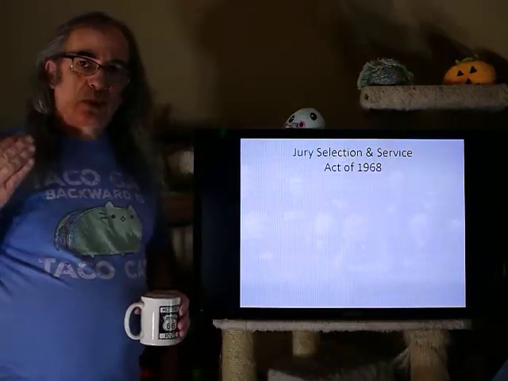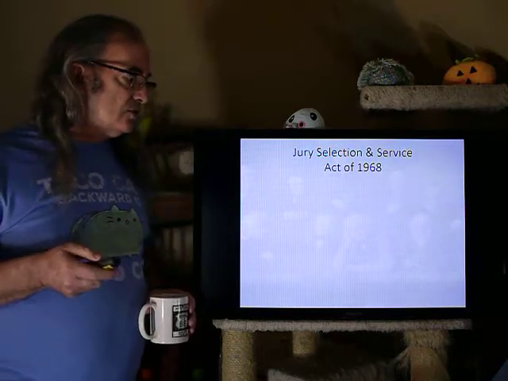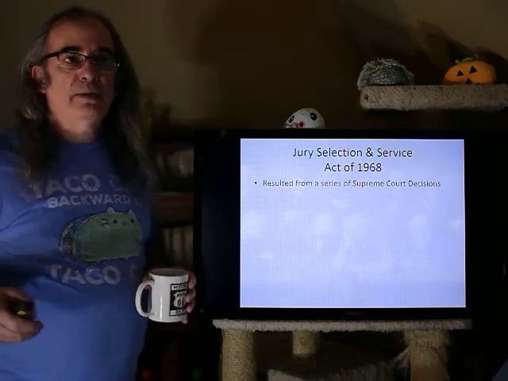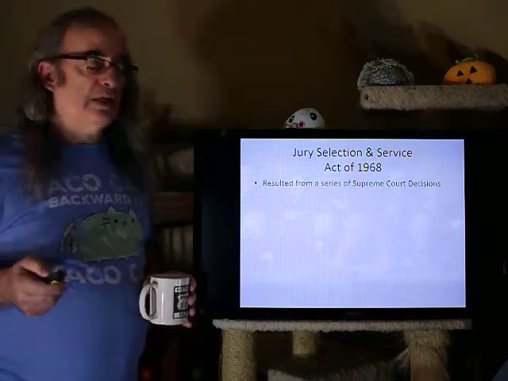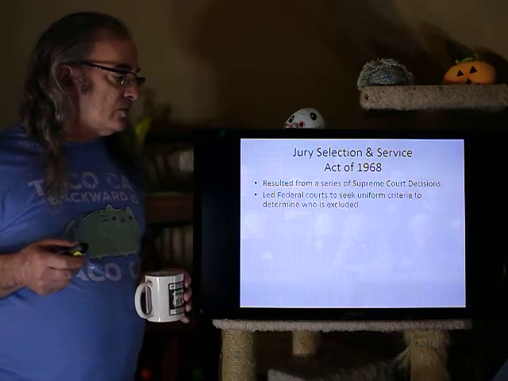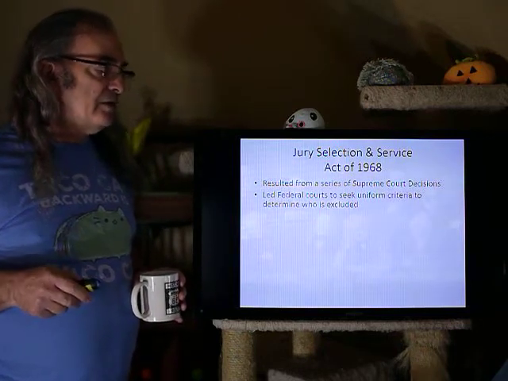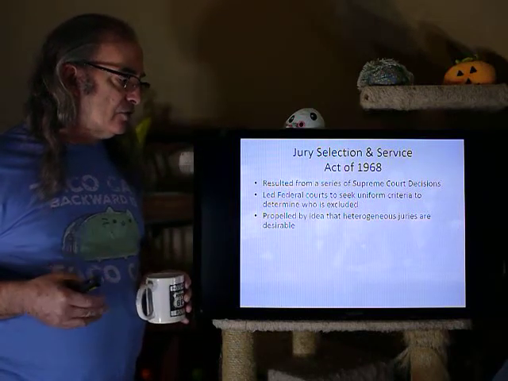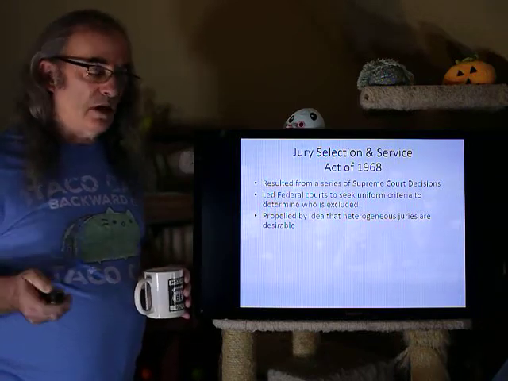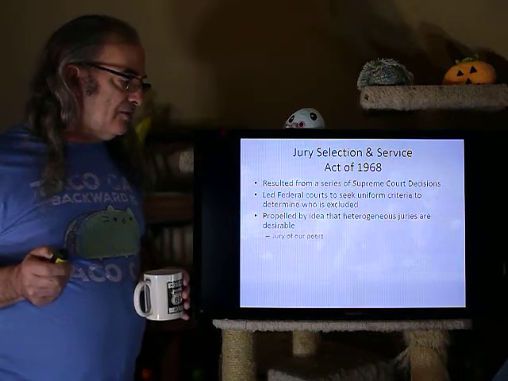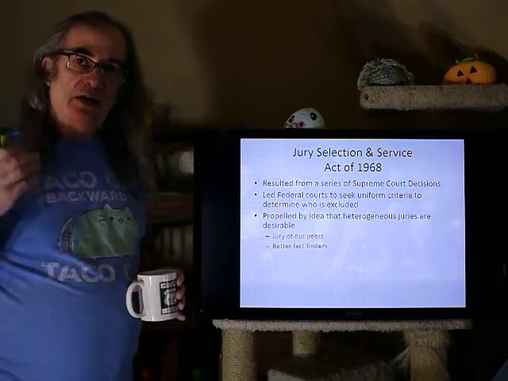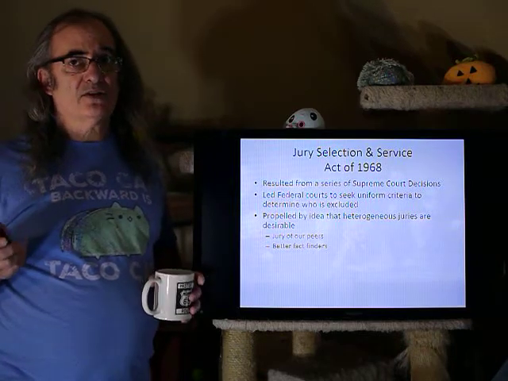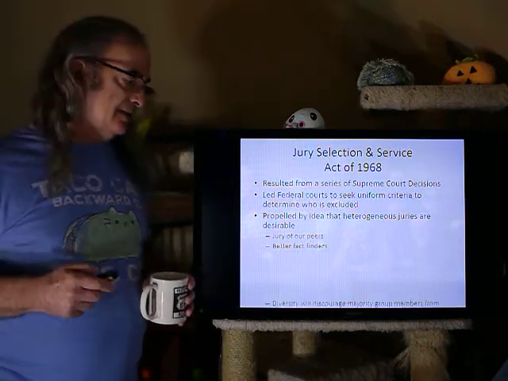So let's look. One way to remediate this is the Jury Selection and Service Act of '68. It resulted from a series of Supreme Court decisions, and finally someone gets around to doing something. It led the federal courts to seek uniform criteria to determine who is excluded. And it was propelled by the idea that heterogeneous juries are more desirable. Heterogeneous is synonymous with diverse, right? So it's a jury of our peers, drawn from our jurisdiction. The idea is that these folks will be better fact finders. Now that's not necessarily empirically supported, but that is the intent.